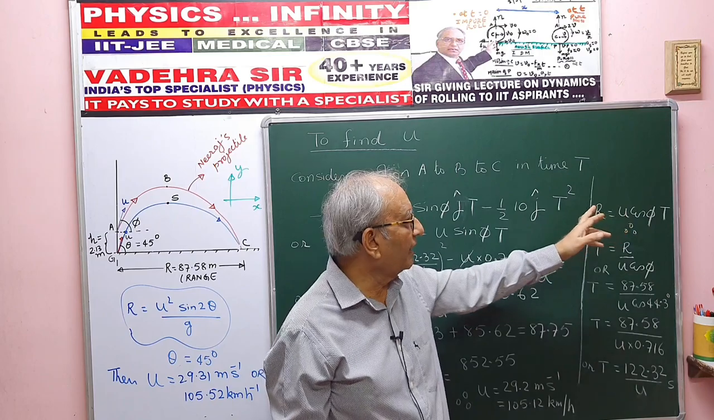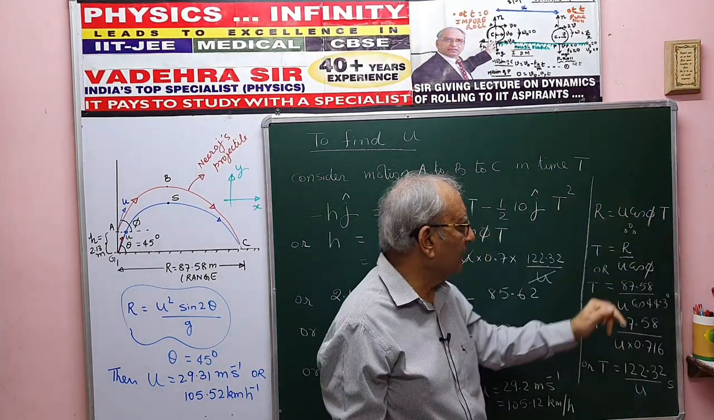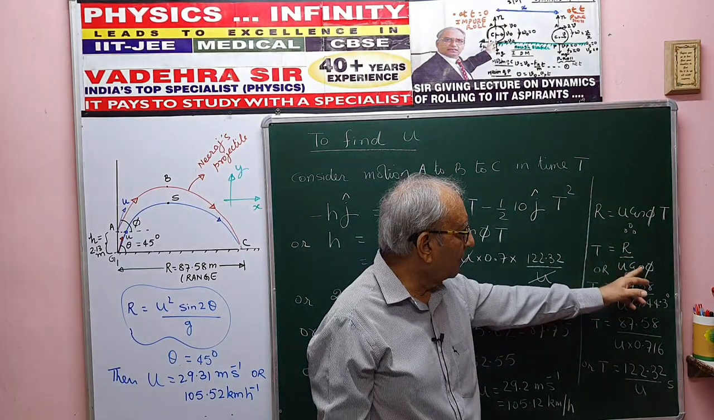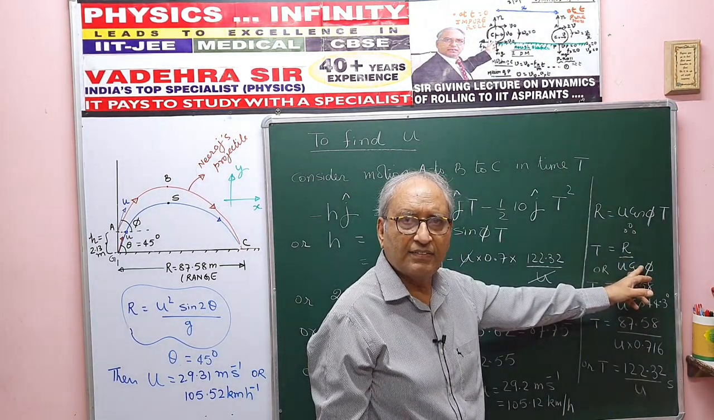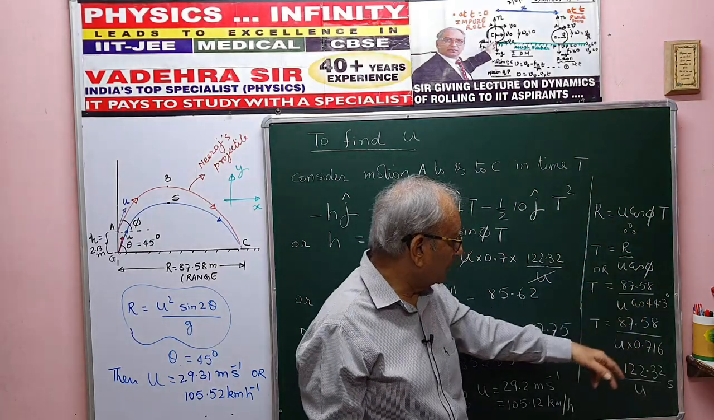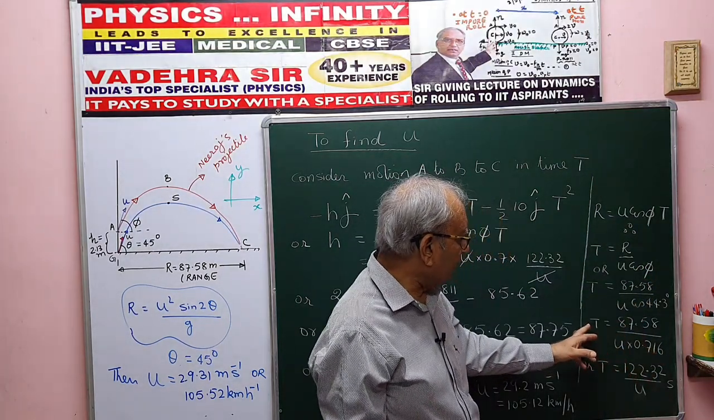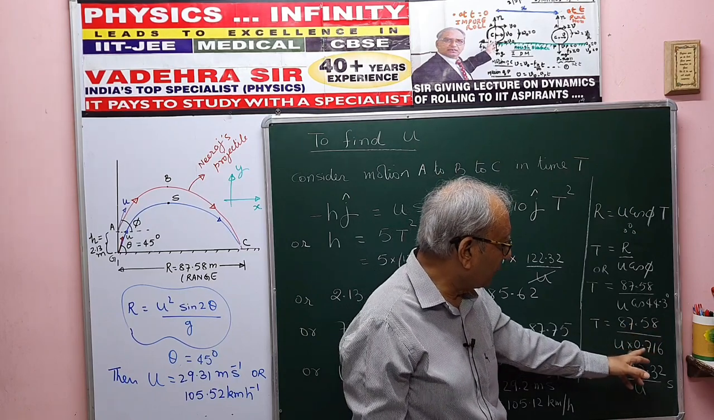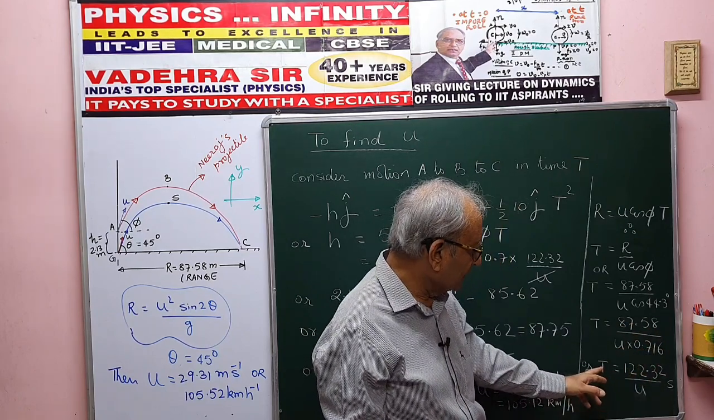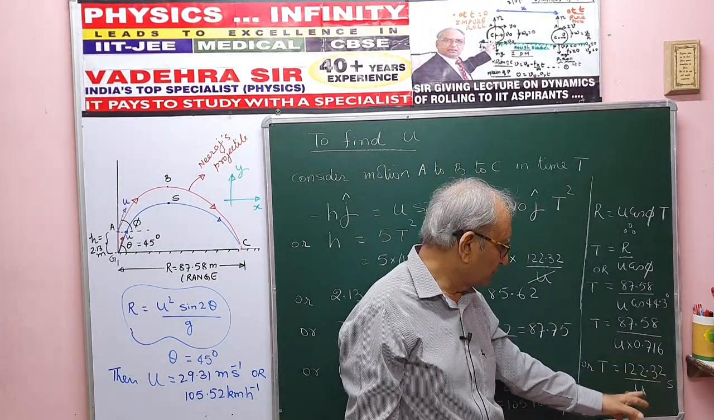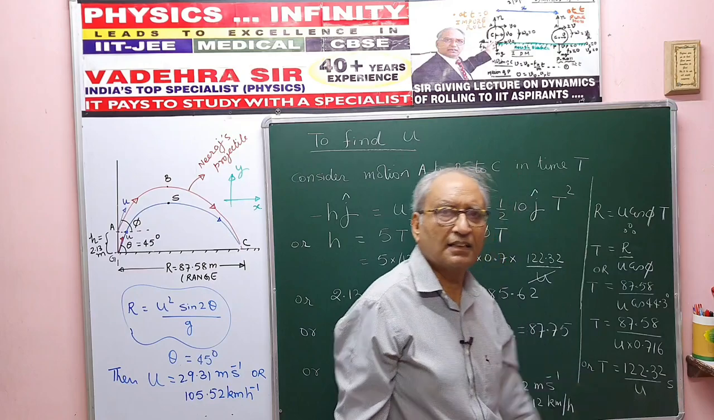Now, to get the value of T in terms of u, I just use the expression, the horizontal range R is u cos phi into T, so T is R upon u cos phi. I put the value of phi as 44 degrees and 17 minutes and get from the table cos phi is 0.716. So time will be 87.58 divided by u into 0.716. That gives me the total time of flight 122.32 divided by u in seconds.